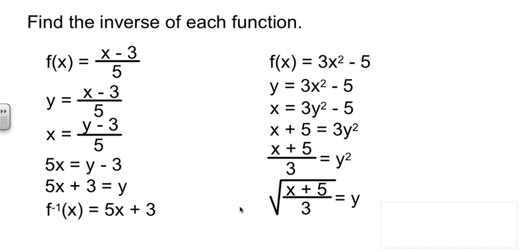Take the square root. And technically this probably should be plus or minus, but since we want to make sure we have a function, we do just the positive square root. And now switch it back to inverse notation. And I moved it over so it would have room on the page. And presto, we have our inverse function notation there.